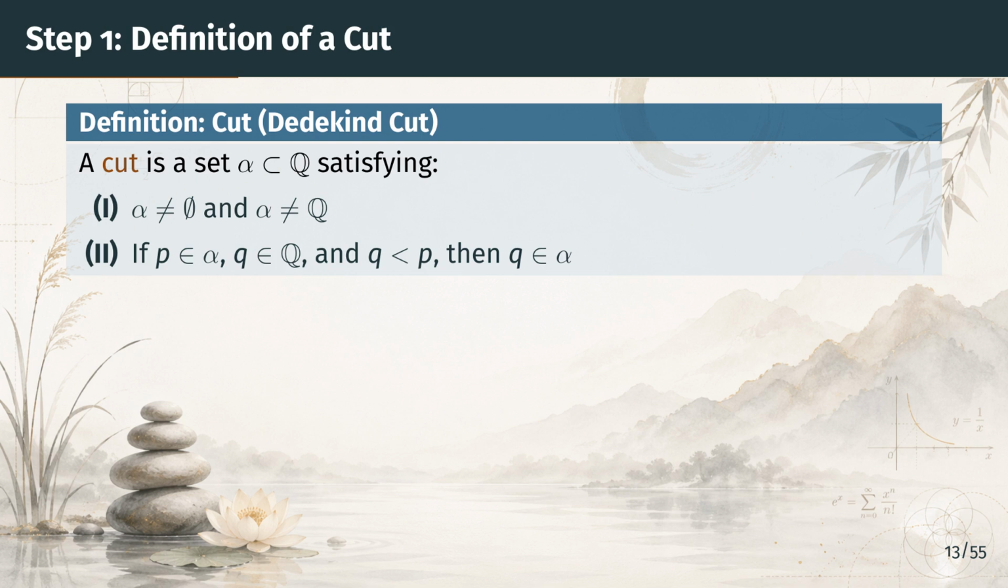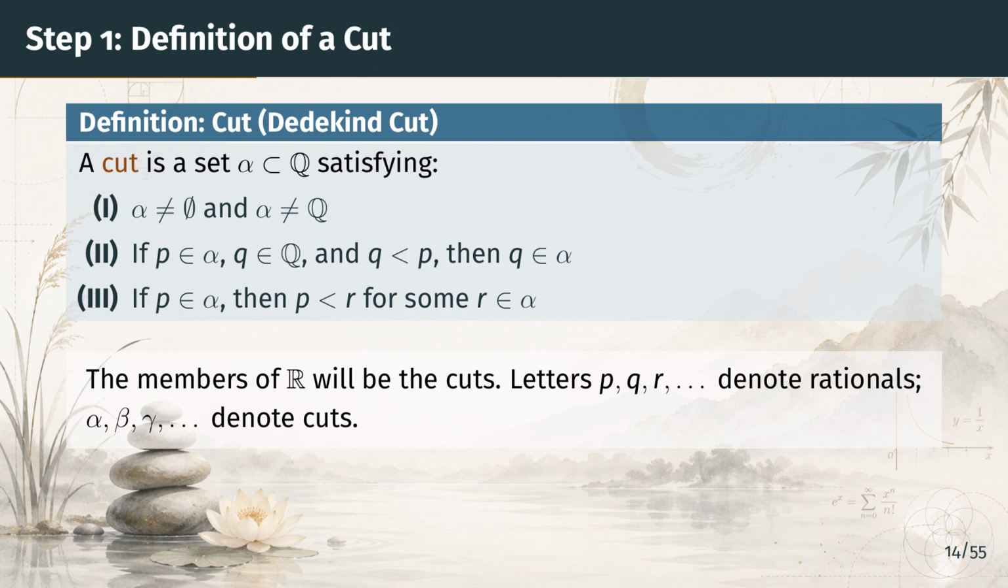Property 2 rules out pathological subsets like the even rationals or rationals with prime denominators. Such sets would have holes scattered everywhere and would not correspond to any point on the number line. Downward closure is what forces a cut to look like a solid ray, stretching all the way to negative infinity, which is exactly the geometry we want. Property 3 is subtle but essential. It is a technical convention that prevents every real number from having two different cut representations.